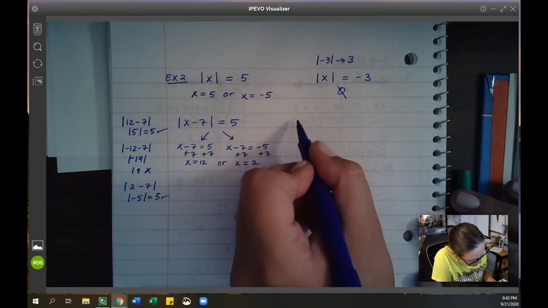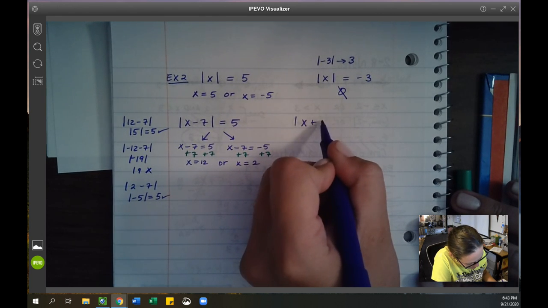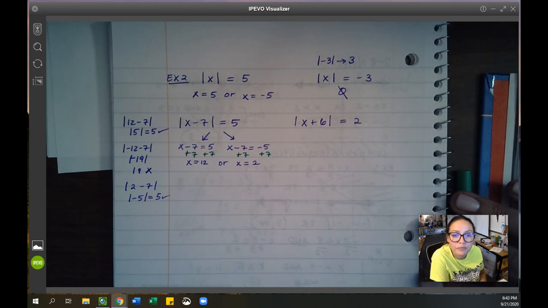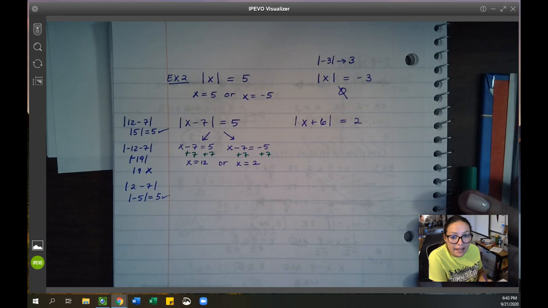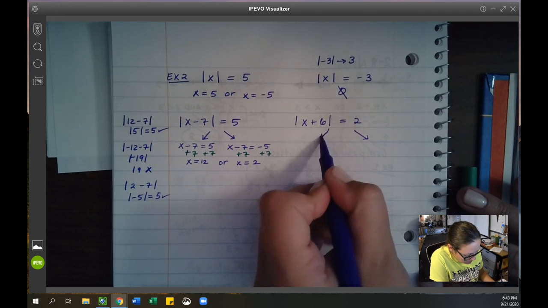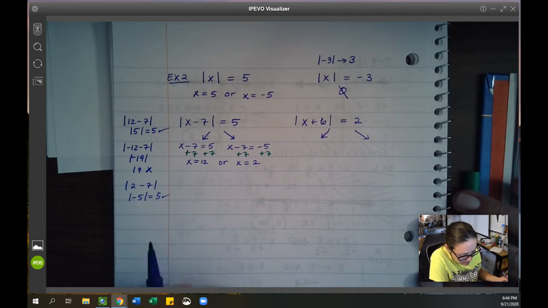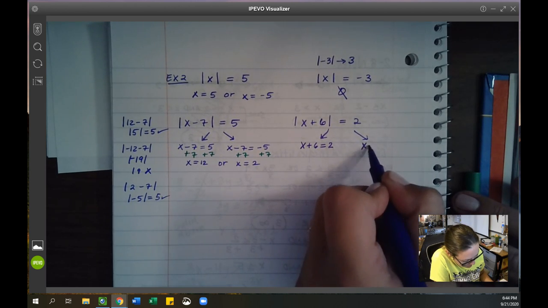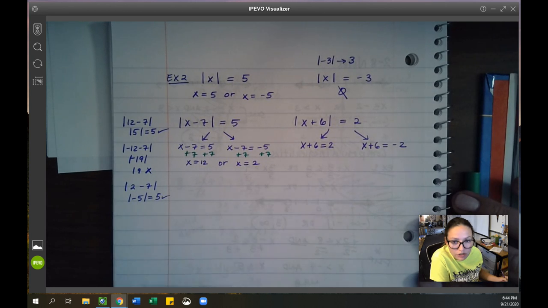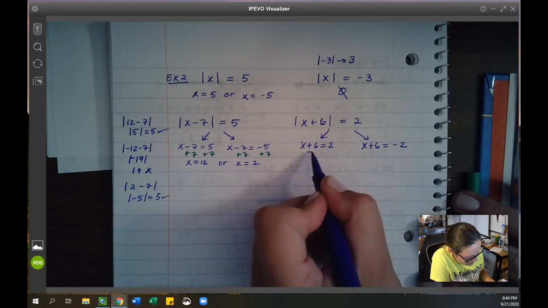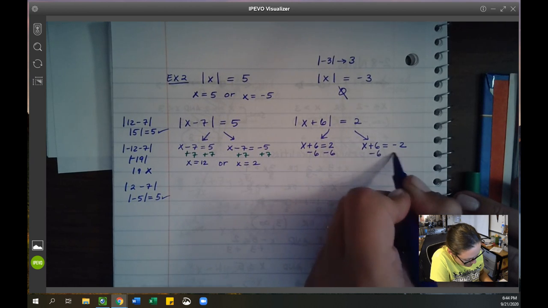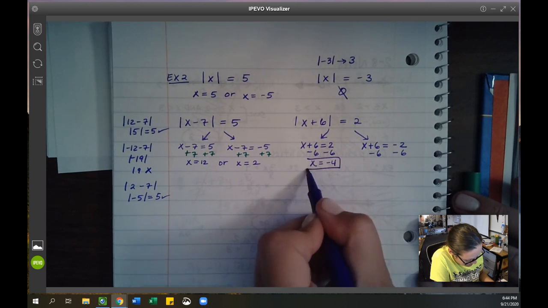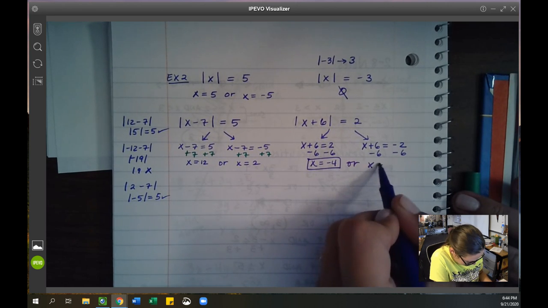Okay, let's try this one. Absolute value of x plus 6 equals 2. So again, we're going to set up two equations. What are my two equations going to be? They're going to be x plus 6 equals 2 and x plus 6 equals negative 2. Solve each of them. I'm going to get x equals negative 4 or x equals negative 8.